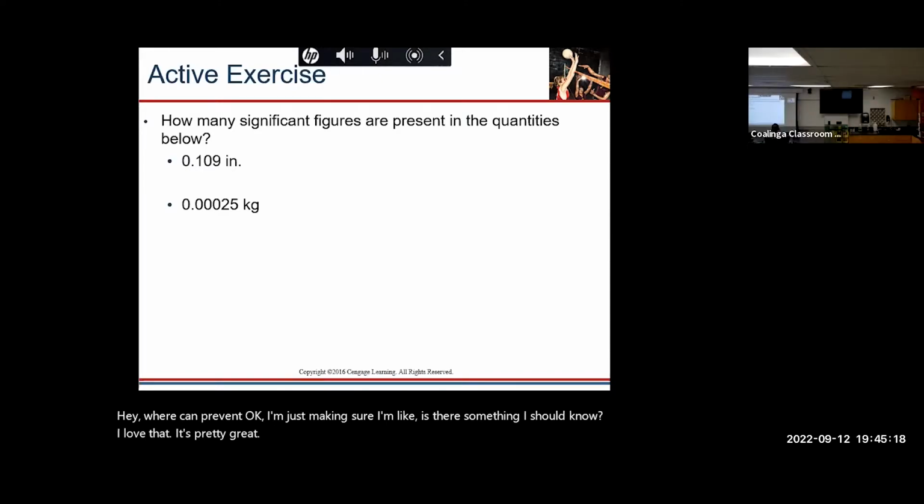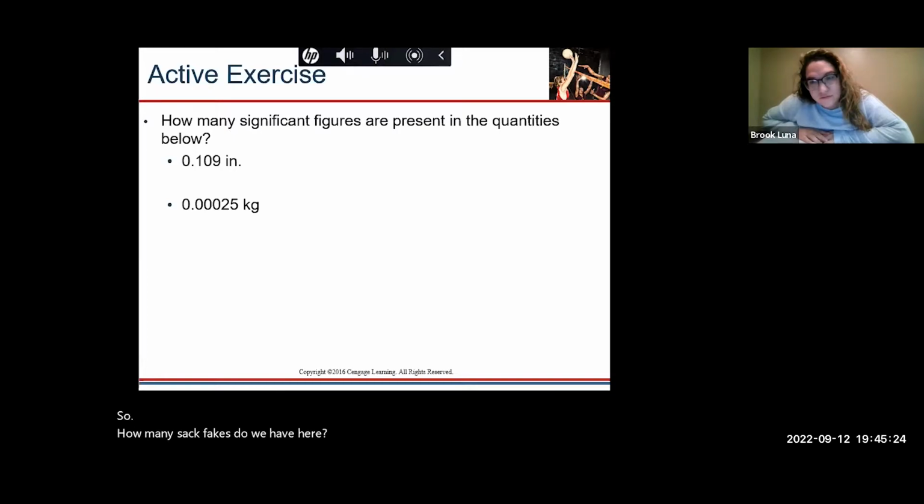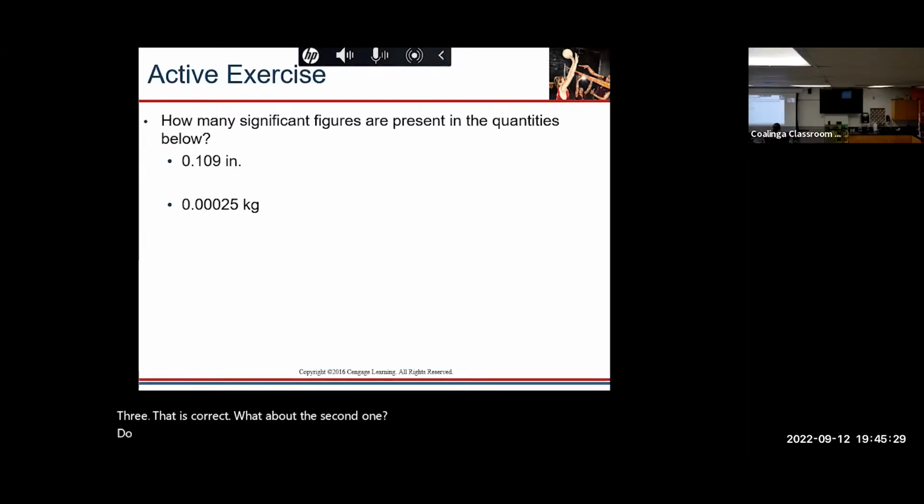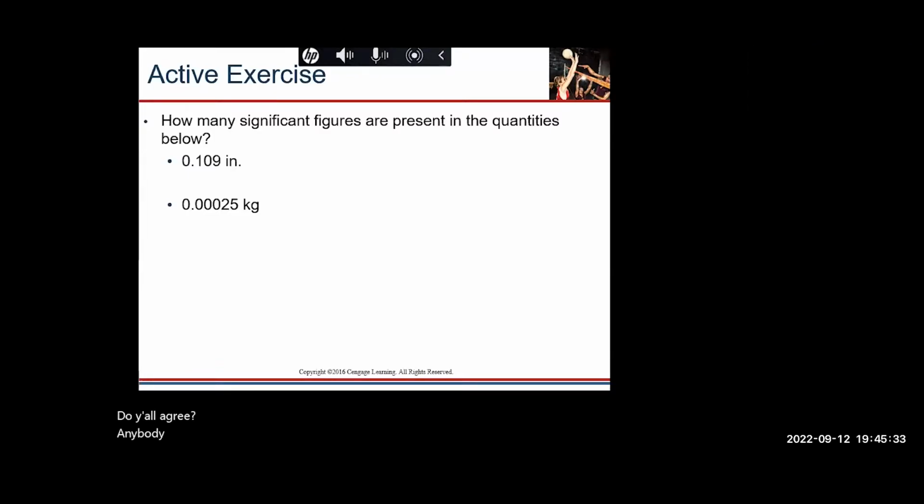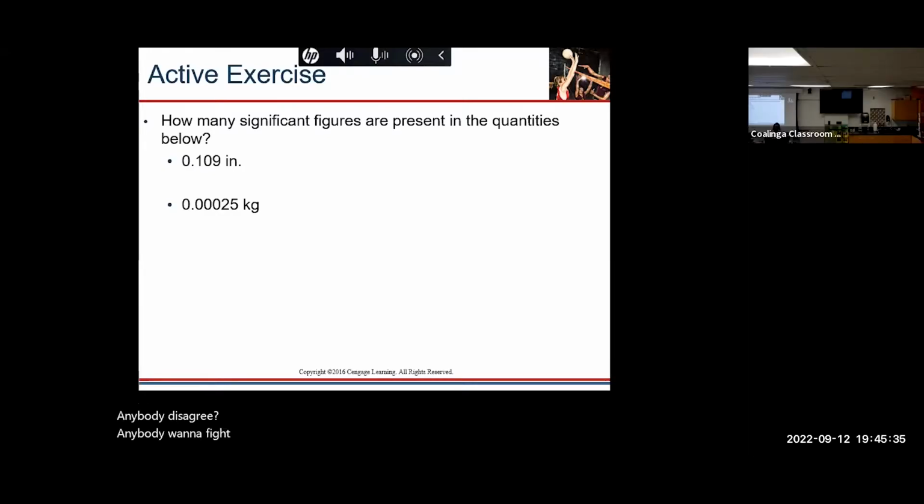Okay. So how many sig figs do we have here? 3? That's correct. What about the second one? 2. Do you all agree? Yes. Anybody disagree? Anybody want to fight about it? No. Nope. Okay, good.